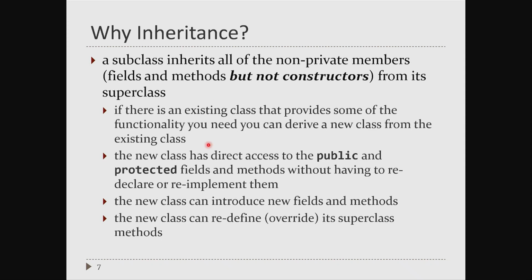So if there's an existing class that provides some of the functionality you need, you can simply derive a new class from the existing class. And that prevents you from having to write a lot of code, because you can just take whatever the superclass provides and use that functionality. Your new class has direct access to the public and protected fields and methods of the superclass. So if your superclass has any method or field that's marked public or protected, your subclass can just call that method. It doesn't have to do anything special. It simply calls the method.